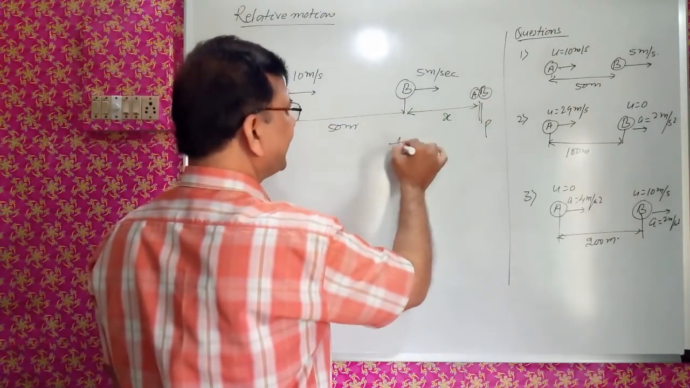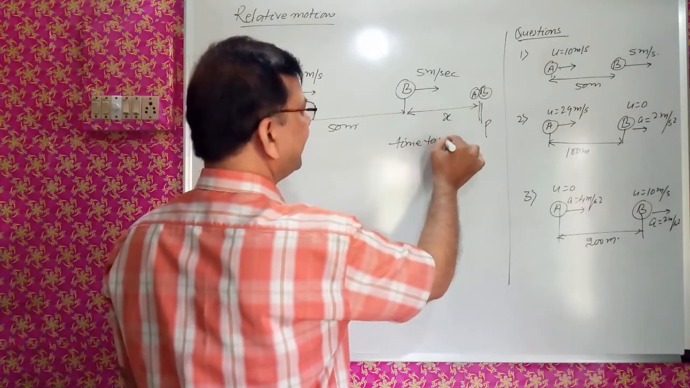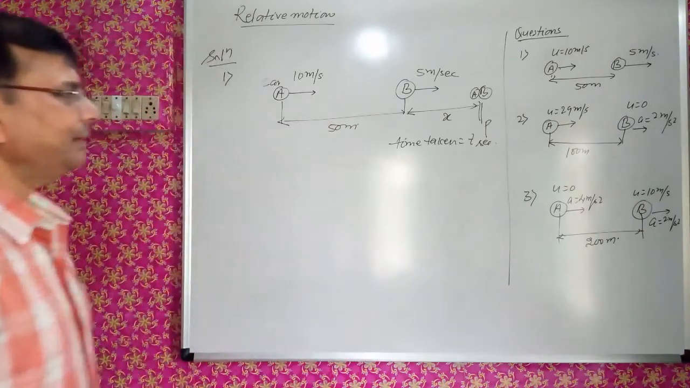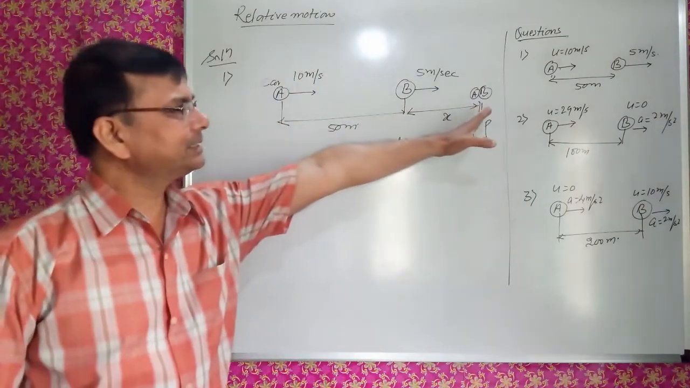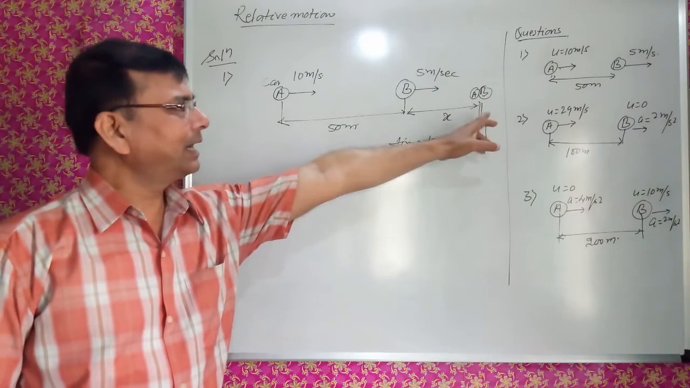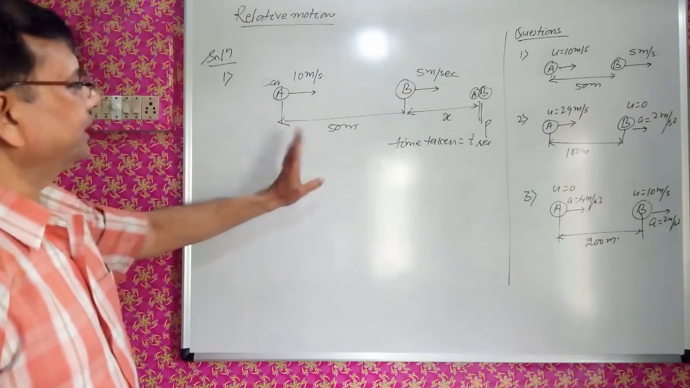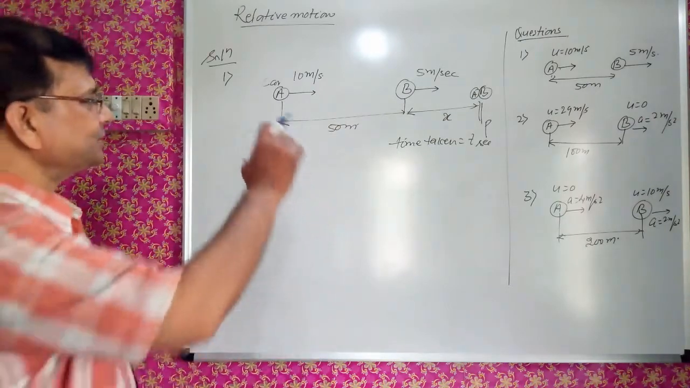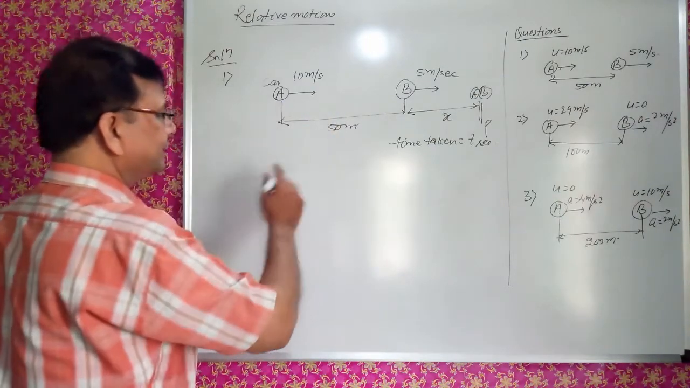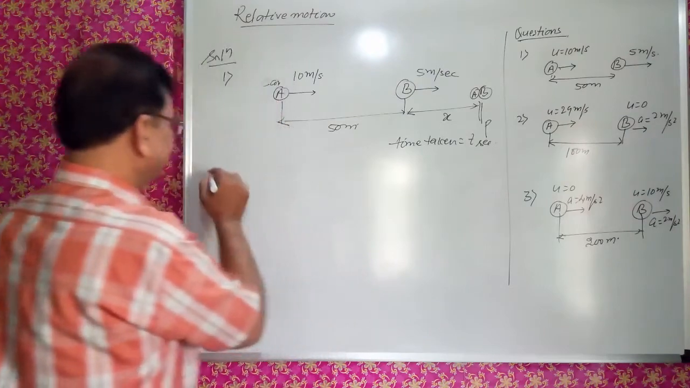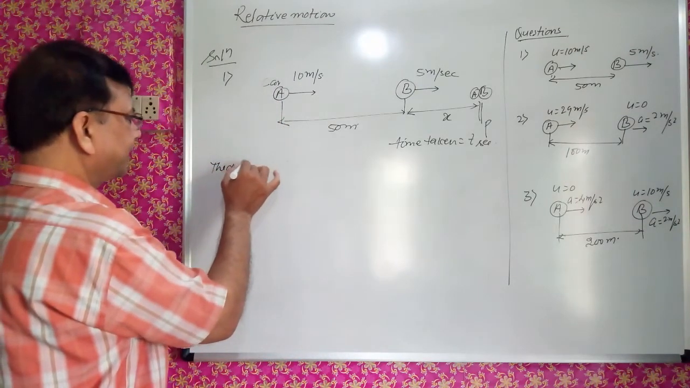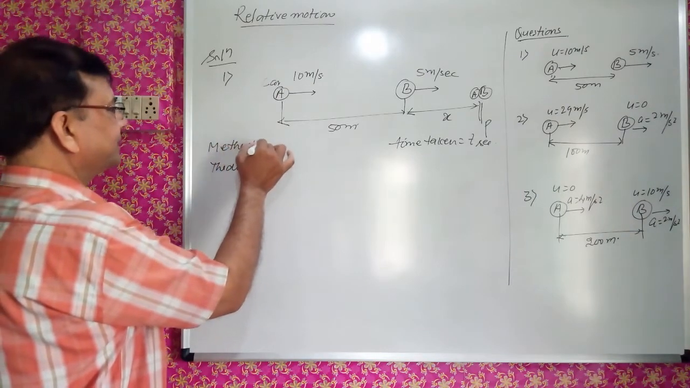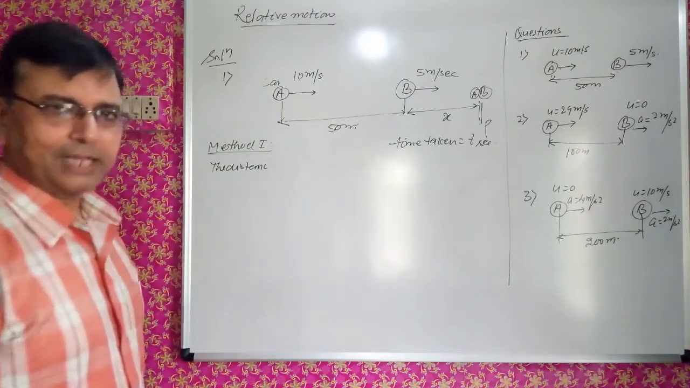The time taken is equal to t seconds, right? So B reaches the point P in t seconds, and A also reaches P in t seconds. So the distance moved by A, that is method 1. This is the conventional method we are using.